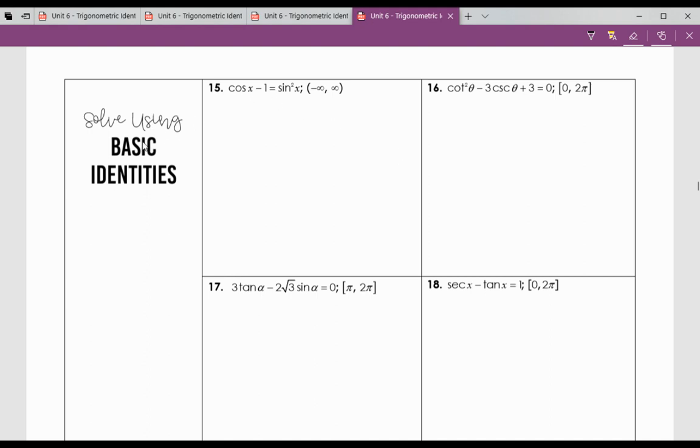All right, so we are going to use basic identities for this part 2 solving trig equations video. Two things that you need to have out with you in order to identify the basic identities: you need to have your reference sheet out, which should be the first page of your packet. You also need to have your unit circle because we are going to pull answers off of that unit circle.